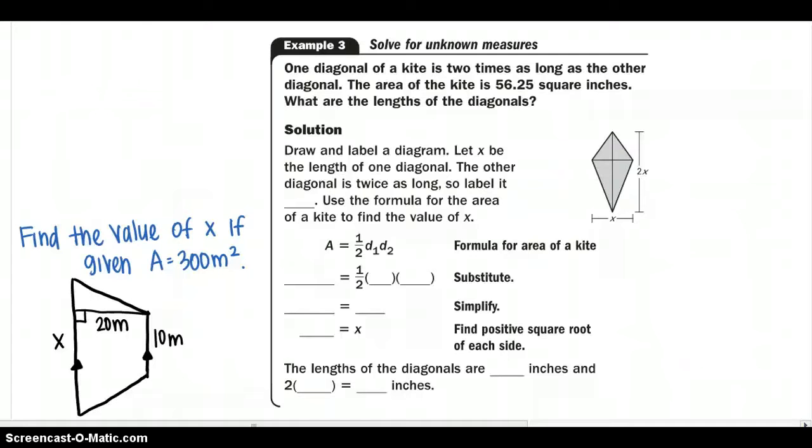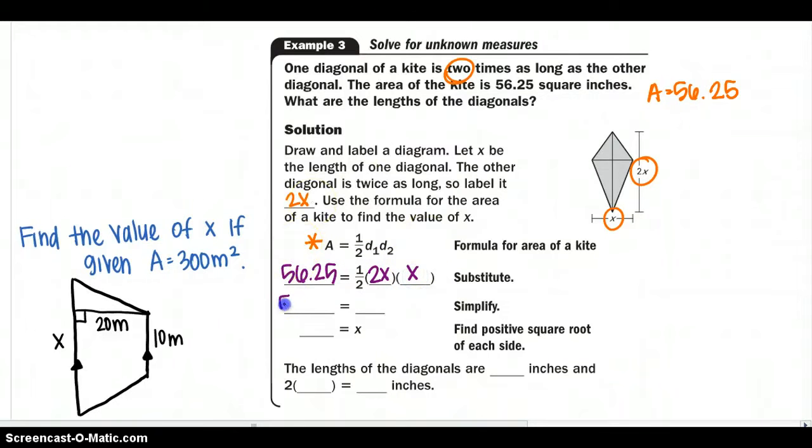We need to find the unknown measure. So one diagonal of the kite is 2 times as long as the other diagonal. So that's where they get the 2x and the x. And then we know our area equals 56.25 square inches. So we're going to draw and label our diagram. Let x be one diagonal and twice as long as the other, so we can label that as 2x. We know our formula that we should write down, so let's just fill in the blank. 56.25 equals 1/2 of 2x and x.